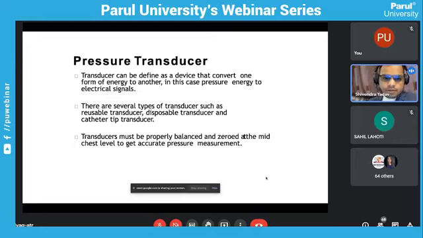We are getting IBP catheters with a tip transducer, with the transducer at the tip of the catheter. So this is a new advance where the transducer is at the tip of the catheter, and we get pressure right from the point where the catheter is located.